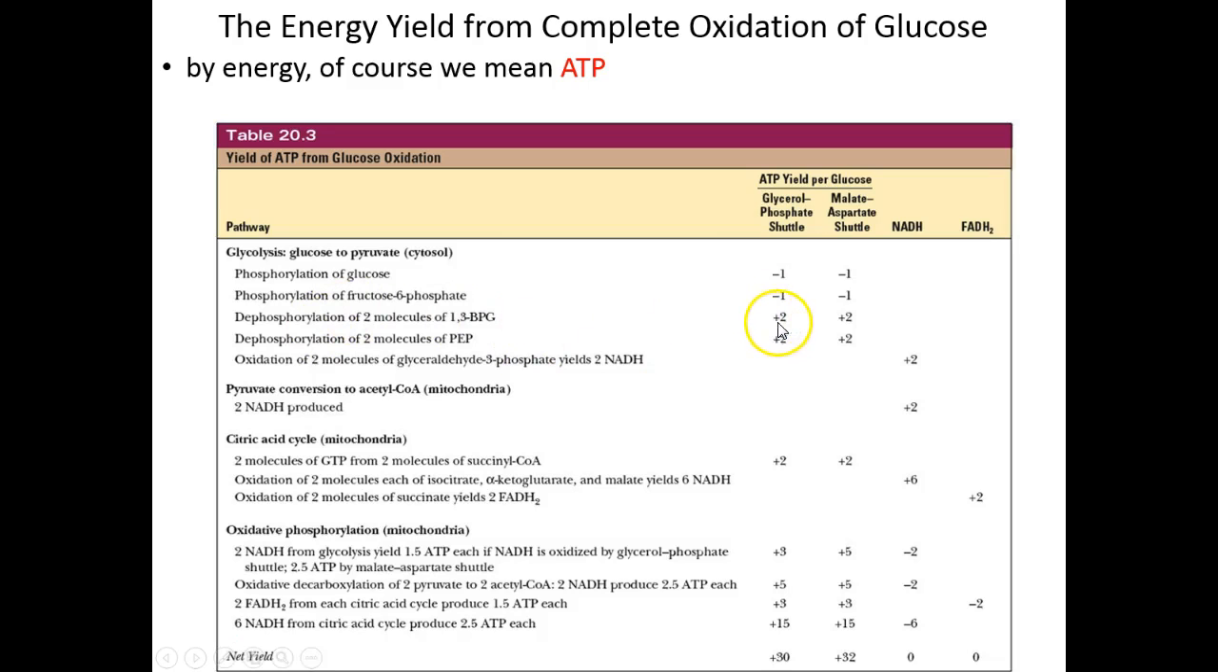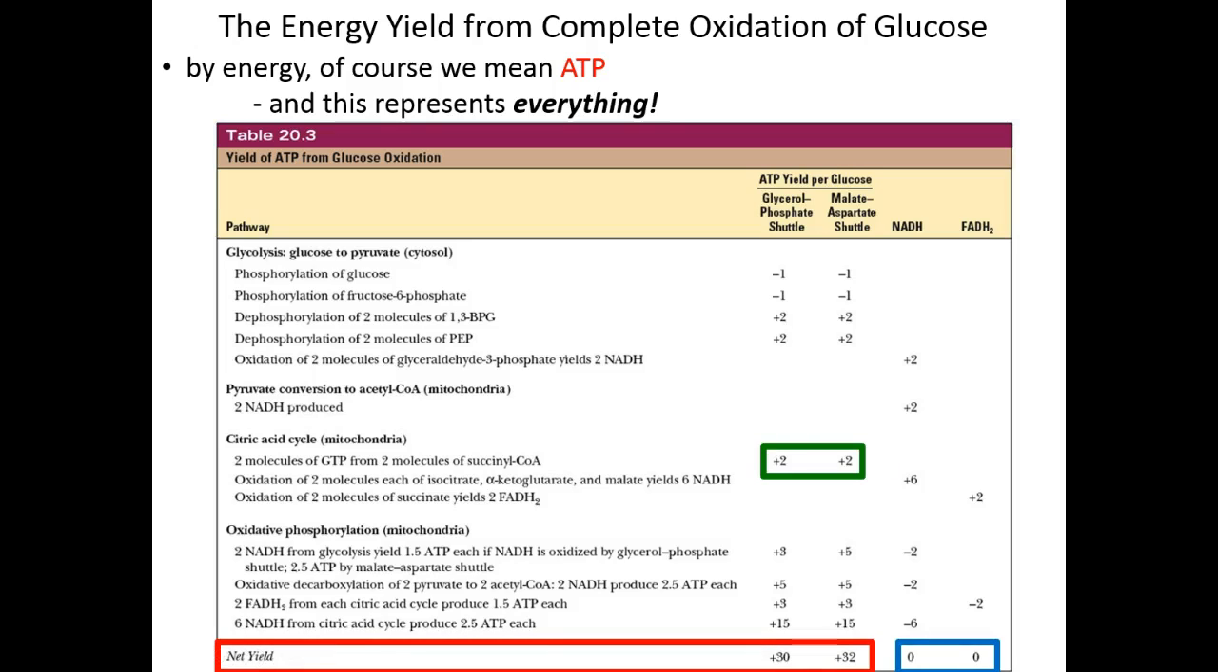We made 2 ATPs later on in glycolysis. We made 2 more in the very last step of glycolysis. So glycolysis netted us a yield of 2 ATPs. We made 2 ATP molecules as well in the citric acid cycle. And why did we make 2? Remember, we are encompassing or accounting for everything we did with a single molecule of glucose.